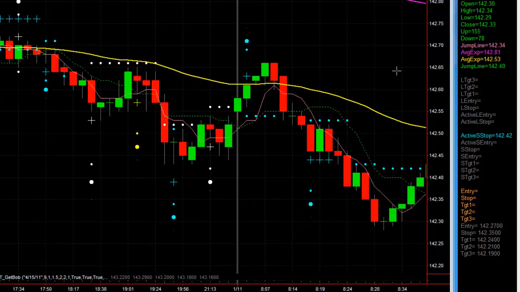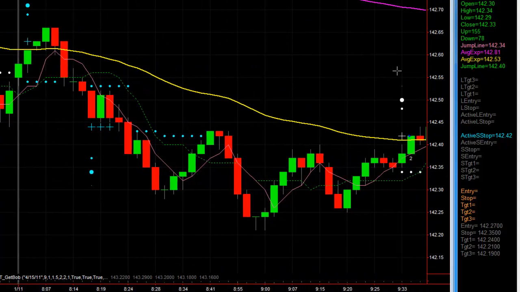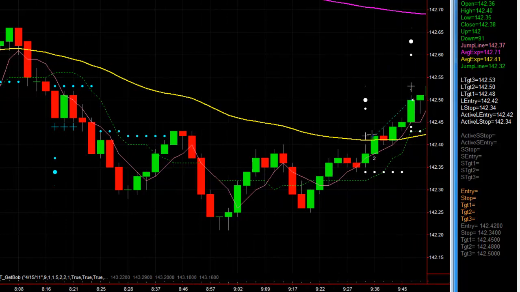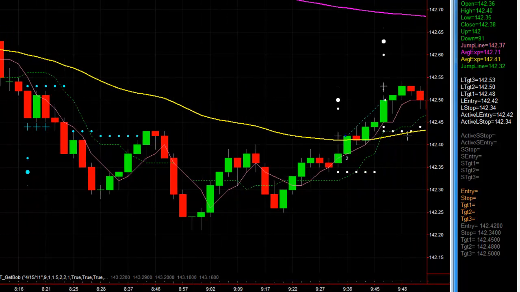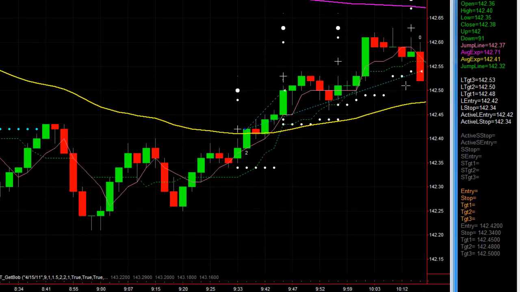Alright, so January 11th, waiting for our first setup. You've got to wait quite a bit of time here. Finally at 9:33, we get our first setup. It's a long at 142.42, targeting 142.50. No problems getting the 8 ticks, and we trail on up, a little higher.